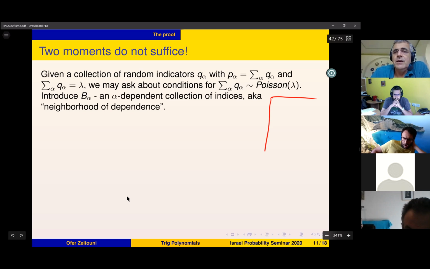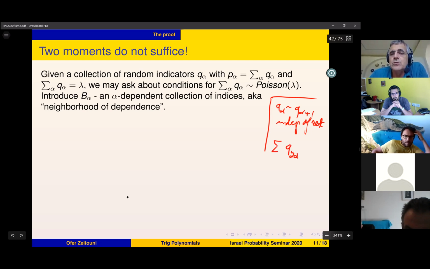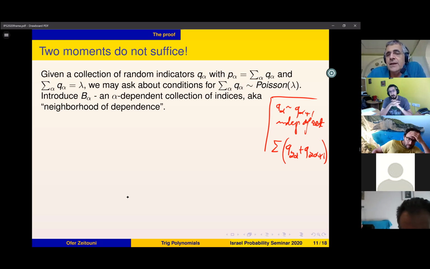So if, for example, Q alpha is only dependent on Q alpha plus 1, but independent of the rest, then I could simply write the sum of Q2 alpha plus Q2 alpha plus 1. Those would be independent, and if I also knew that the probability that both Q2 alpha and Q2 alpha plus 1 occur is little order of P alpha, then I could apply the result about sums of independent variables.